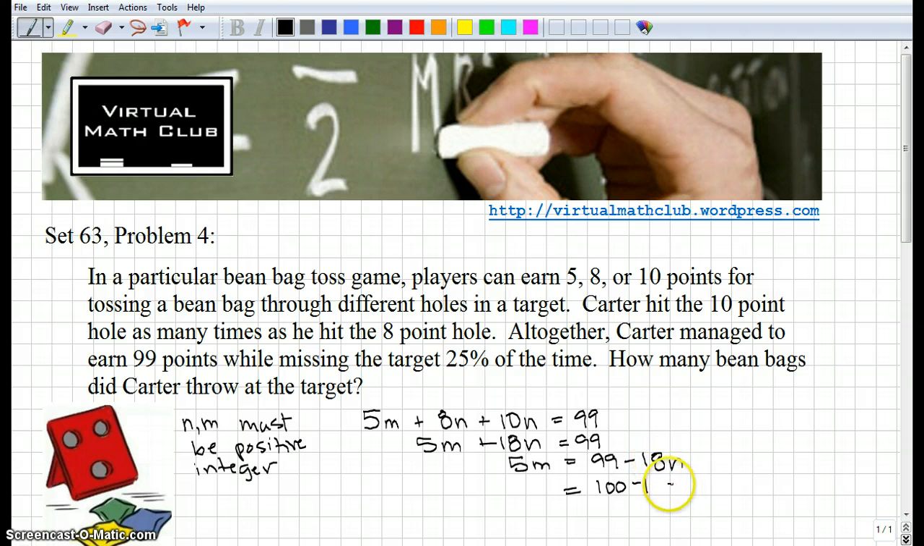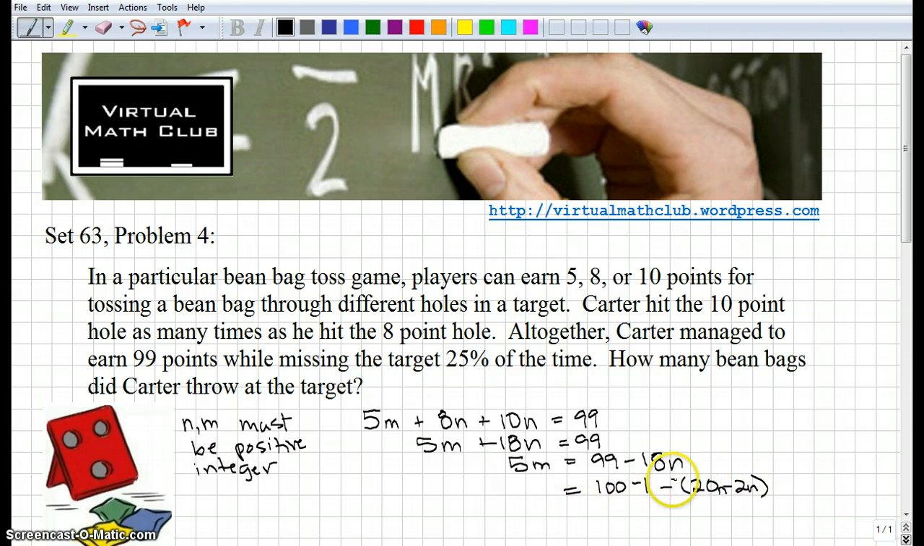And then this 18, I could write it as 15 plus 3. I'm actually going to write it as 20 minus 2. So 20n minus 2n is the same as 18n. So I haven't changed anything. I'm just rewriting things in terms of a quantity of 5 plus a smaller number.